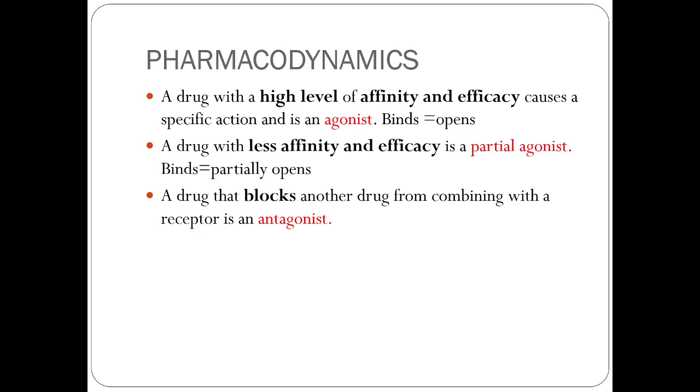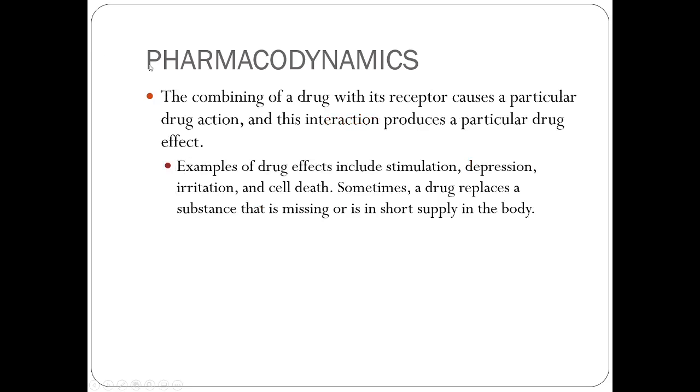When it binds, it will partially open the lock. When a drug blocks another drug from combining with a receptor, it's called an antagonist. These are also what we use for antidotes. The combining of a drug with its receptor causes a particular drug action, and this interaction produces a particular drug effect. Some drug effects would be stimulation, inhibition or depression, irritation, and sometimes cell death.